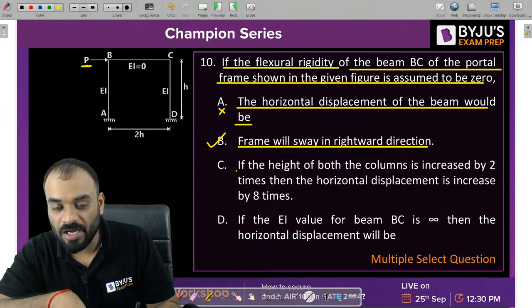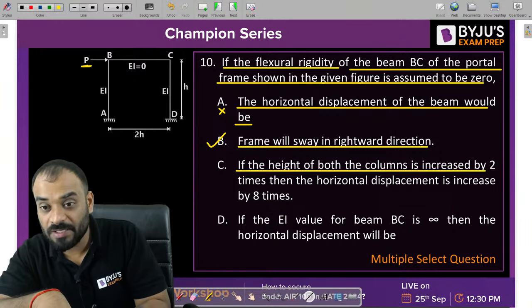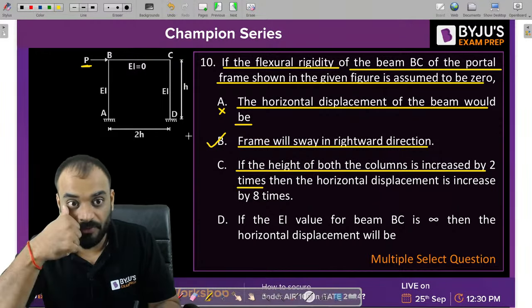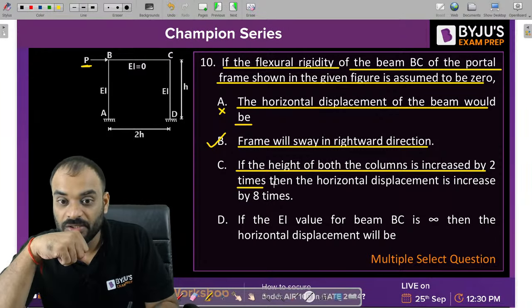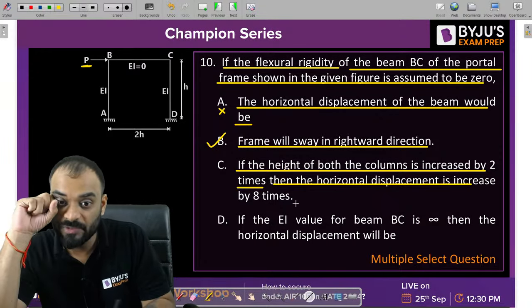Now guys, if the height of both the columns is increased by 2 times, if you increase the height of the column, which is basically this one H, then the horizontal displacement is increased by 8 times.